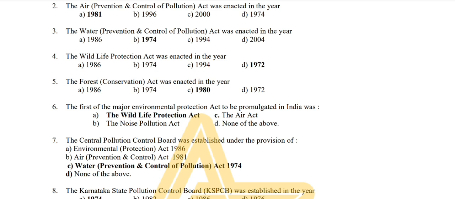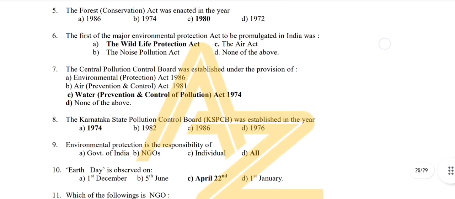Sixth question, the first major Environmental Protection Act promulgated in India was the Wildlife Protection Act. Seventh question, the Central Pollution Control Board was established under the provision of the Water Act of 1974.